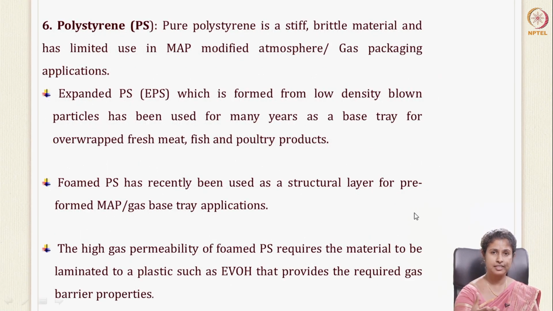Polystyrene, the one that you see in most of your thermoform trays, is a stiff and brittle material used in gas packaging. The expanded polystyrene formed from low density blown particles has been used as a base tray for fish or meat, whichever is packed with a polyethylene film. Now the foamed polystyrene has also been used in thermoform trays which are gas packed or MAP packed. The high gas permeability of the foam is usually prevented by laminating it with EVOH, which is a good barrier.